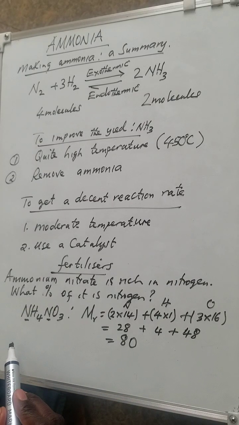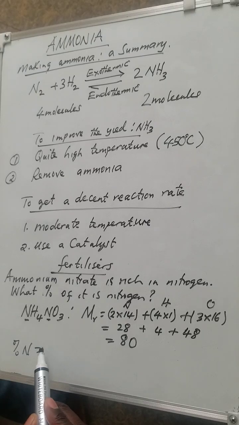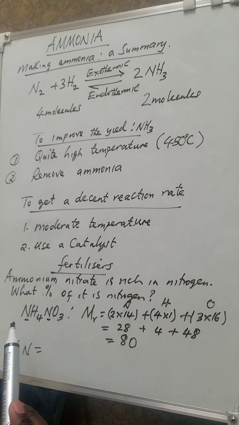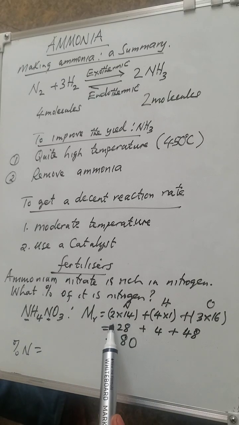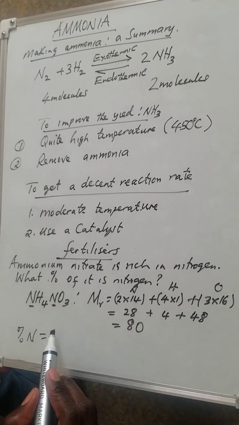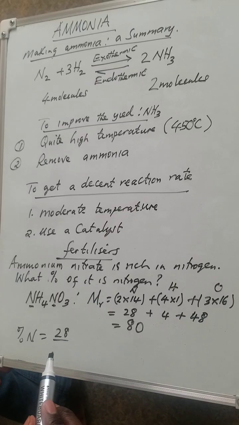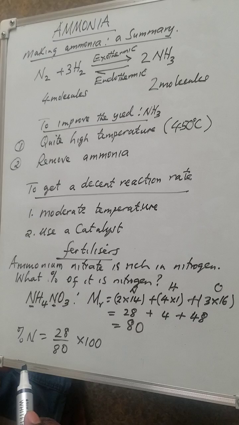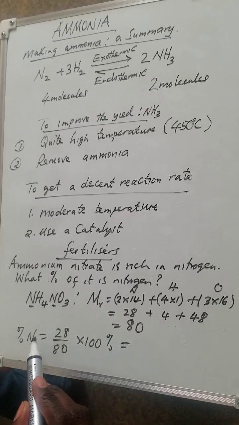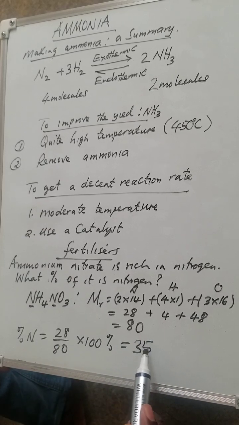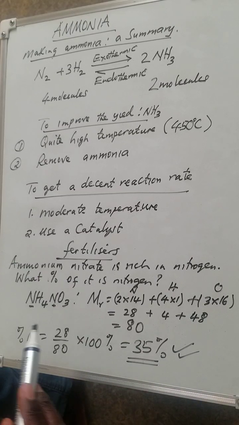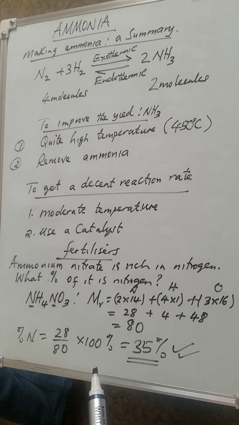So if you want to know the percentage of nitrogen in the compound ammonium nitrate, you consider the total mass of nitrogen in the compound. Remember this and that gives us a total mass of 28. So it will be 28 over the total Mr, in this case 80. Then you multiply by 100%. When you use your calculator, it is going to give you 35%. So that is the percentage of nitrogen in the ammonium nitrate. So that is what you need to remember.